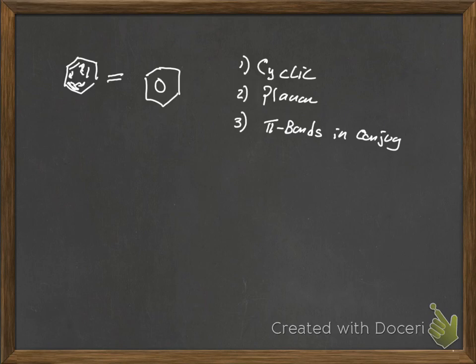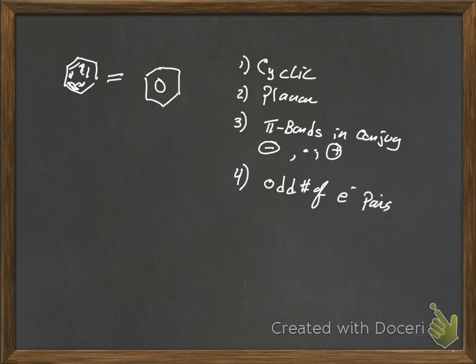So we got pi bonds in conjugation, negative charges, pairs of electrons, and positive charges. Then we got to this one that was a little rough. You need an odd number of electron pairs for aromaticity, or an even number for anti-aromaticity.